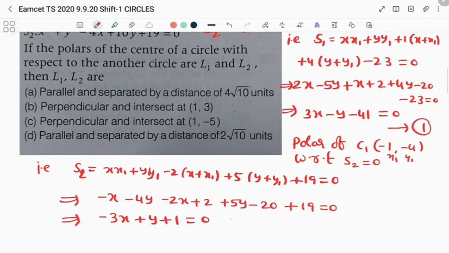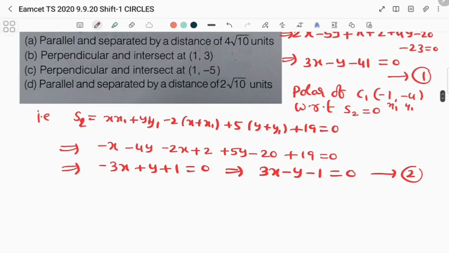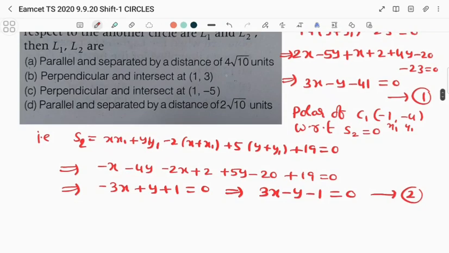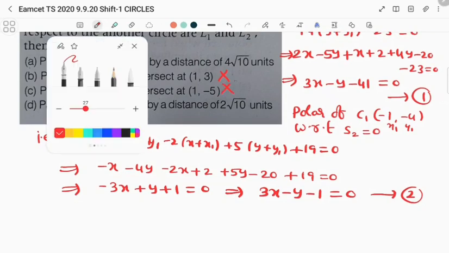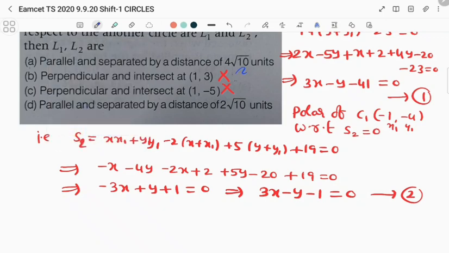So if you simplify, you are getting 3x minus y plus 1 equal to 0, equation number 2. By observing, these lines are parallel lines. So parallel lines means we can eliminate option 3 and option 4. Option 2 and option 3 need not be considered. Why? Because we decided the lines are parallel.